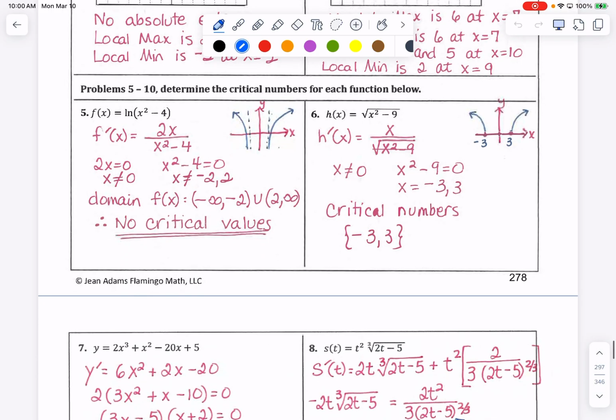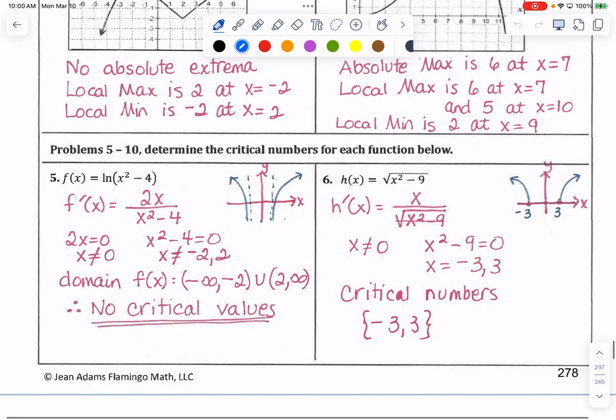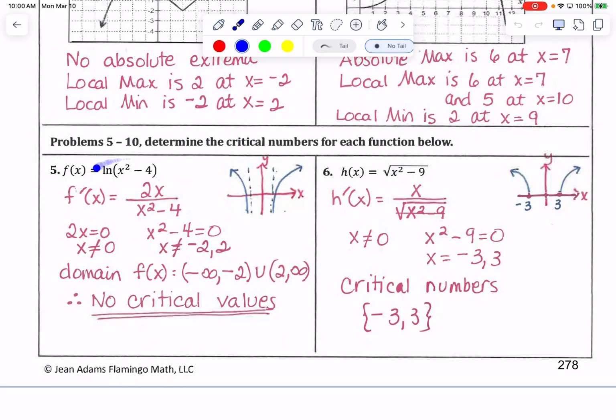All they wanted you to do was find critical values. They didn't even give you an interval, and they didn't ask for the max or min. They just wanted to know, can you find critical values? Because in order to do EVT, you have to be able to find critical values. For number 5, you took the derivative. The derivative was 2x over x squared minus 4. The derivative would equal 0 where the top equals 0.